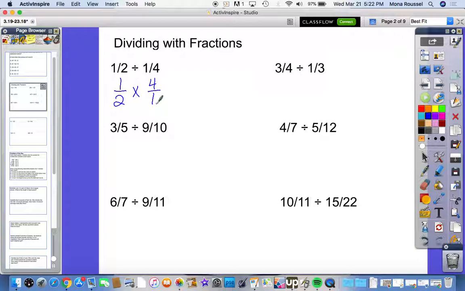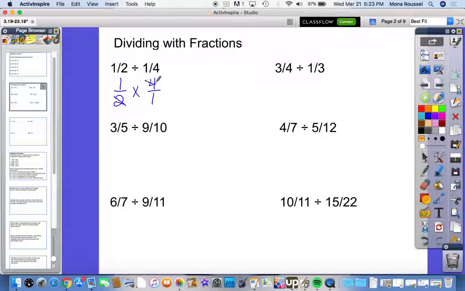When we flip a fraction, it's called taking the reciprocal of the fraction. So when we multiply by the reciprocal, we're actually dividing. Now that this is set up in this form, we can cancel like we did with multiplying fractions. Just remember, you can cancel a numerator with a denominator, but you cannot cancel a numerator with a numerator, and you cannot cancel a denominator with a denominator. It has to be either the numerator and denominator of the same fraction, or diagonally you can cancel.